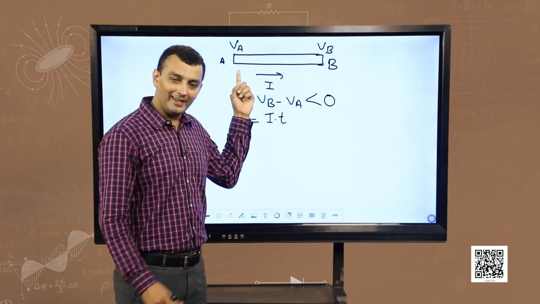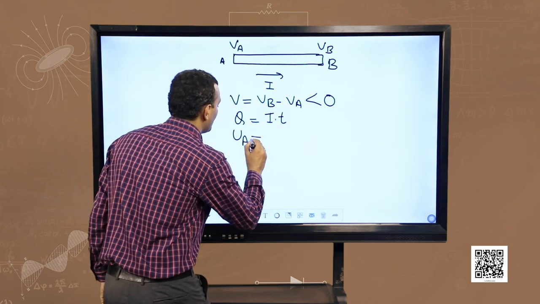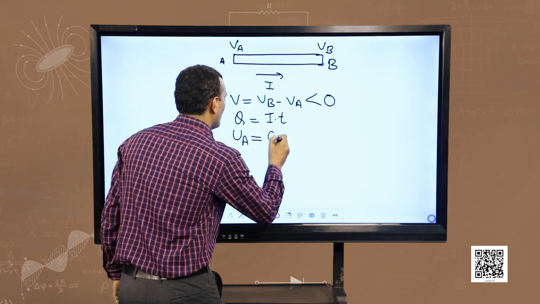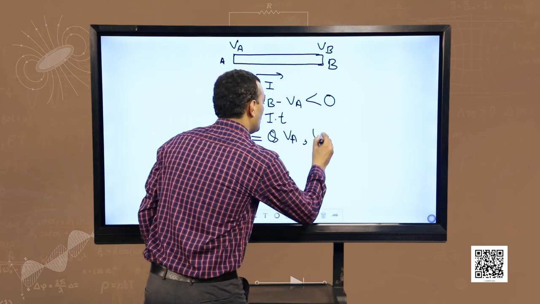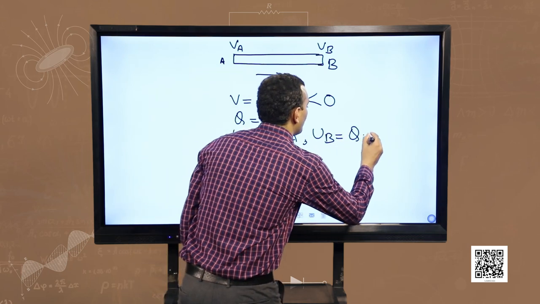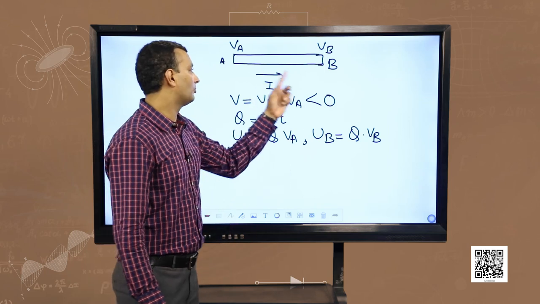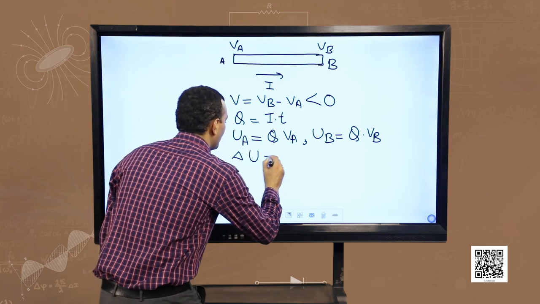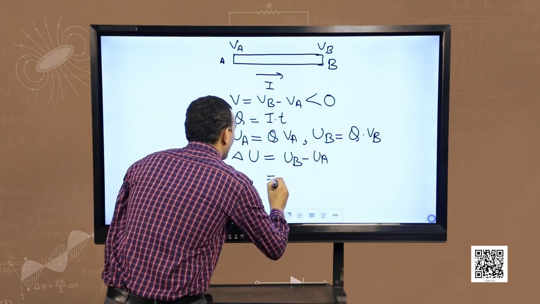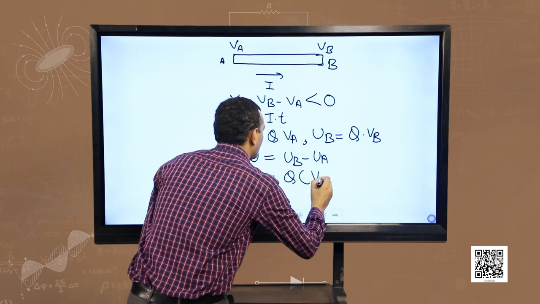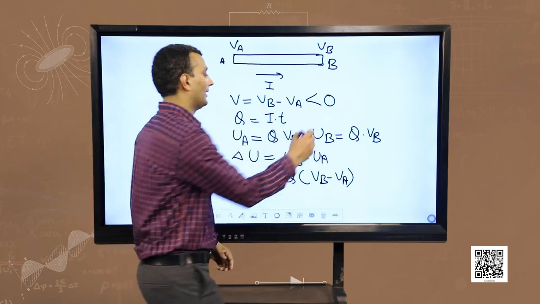Now this charge Q, when it was at A, had a certain potential energy. Let that potential energy be UA. From the definition of potential energy, we know that this potential energy will be Q into VA. Whereas the potential energy of the same charge when it reaches B becomes UB, which is Q into VB. From these two expressions, we can find the change in potential energy of the charge when it moves. That change in potential energy is given by the final potential energy minus the initial potential energy, which comes out to be Q into VB minus VA.